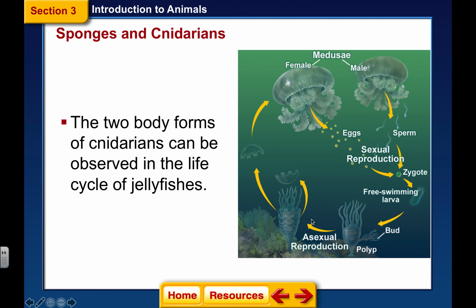And this is the typical life cycle where one releases eggs, the other releases sperm, undergoing sexual reproduction, forming a zygote. Eventually that becomes a free-swimming larva, which will go to the bottom of the ocean or to a reef, and then it is going to bud off, and that polyp form now is sessile. It's the juvenile form. Once it buds off, now we're back to the Medusa form.